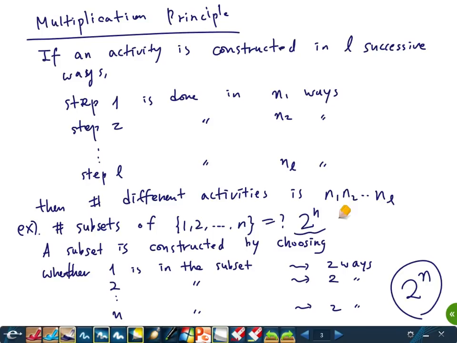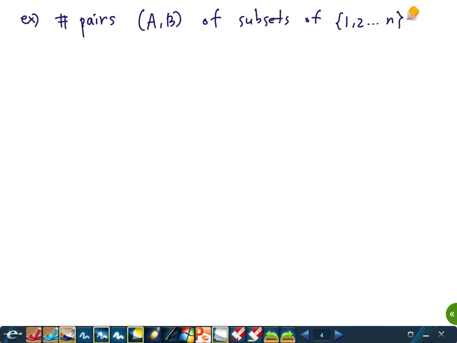Okay, maybe you can see a more or less known problem. So the number of pairs A, B, the number of pairs of subsets, not just the number of subsets, but the number of pairs of subsets of, say, 1 to n. Let's say X is the set of elements 1 up to n, such that A is a subset of B.